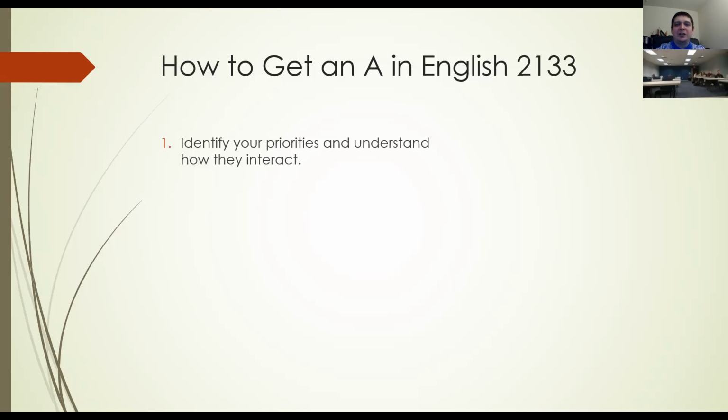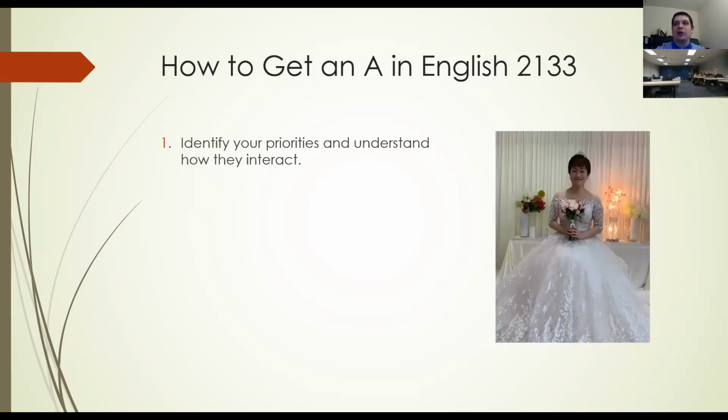But you do have to understand where your responsibilities lie and how those might work together. So let me show you how this might work. This is my beautiful wife, Esther. And in a perfect world, I would have no other responsibilities except to make her happy. We do not live in a perfect world, so I actually have to work for a living.